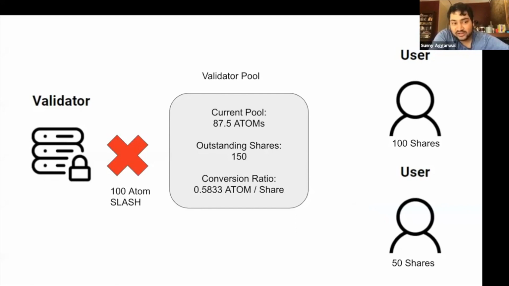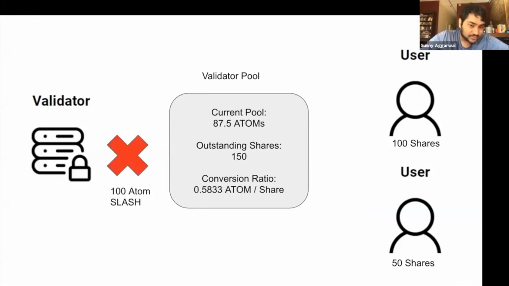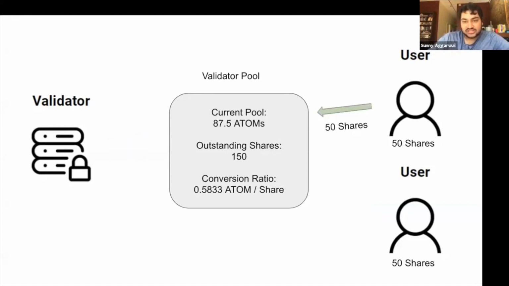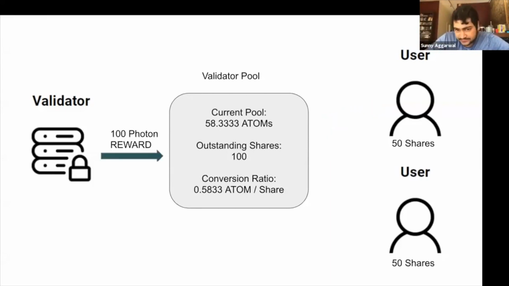So let's say you got a slash of 100 atoms. It suddenly dropped the current number of atoms in the pool from 187.5 to 87.5, but the number of outstanding shares is still the same. So all that we did was change the conversion ratio. And so, let's say the user tries to unbond 50 shares, they'll get back a much lower amount of atoms than they did earlier because the conversion ratio has decreased due to slashing. So whenever there's rewards, the conversion ratio is always going to be increasing. And when there's a slash, the conversion ratio will decrease.